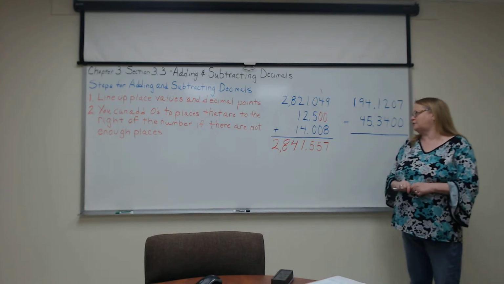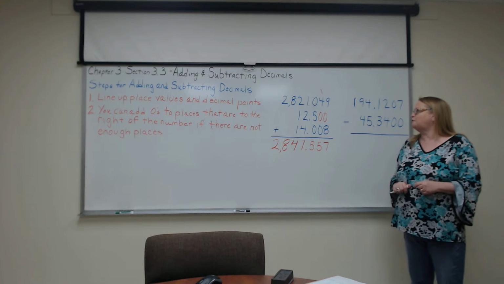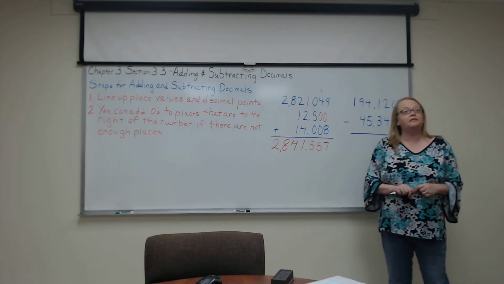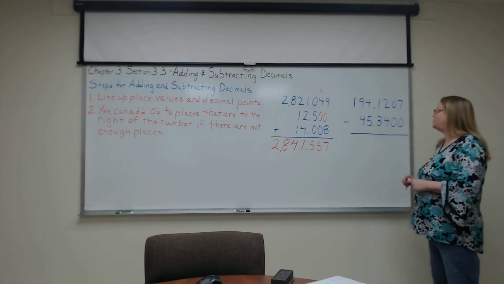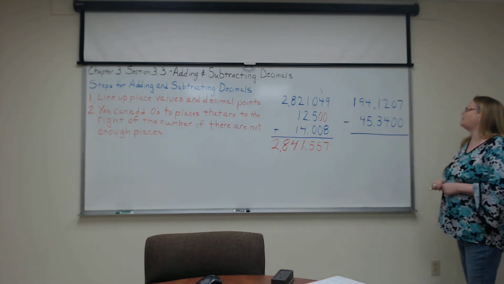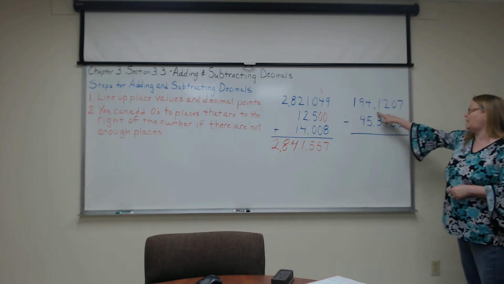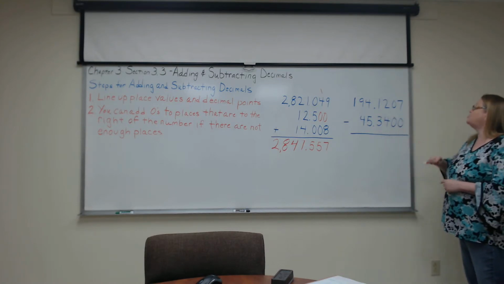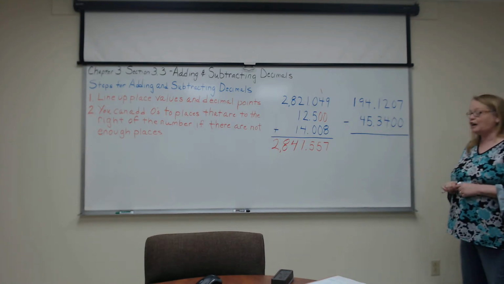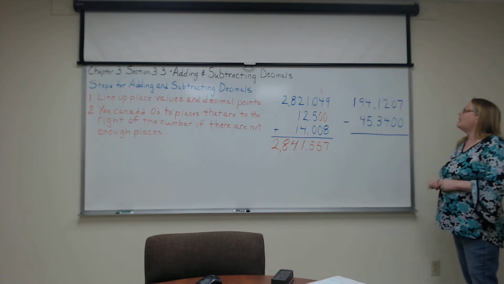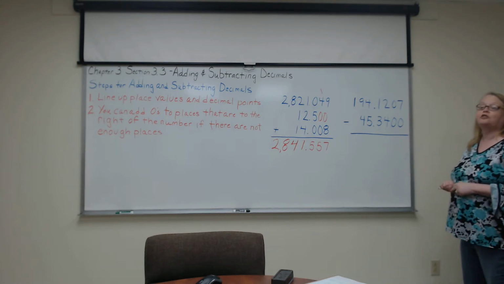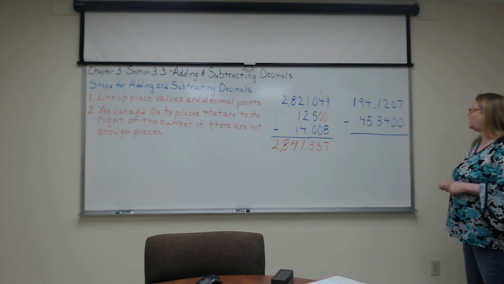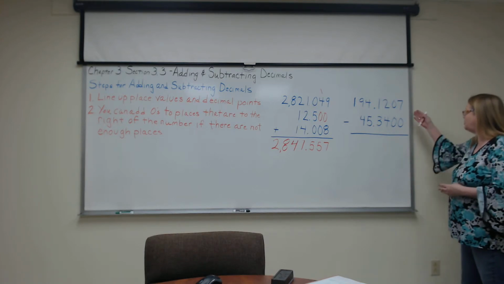So our answer is 2,847.557 thousandths. So let's go ahead now and look at our subtraction problem here. Here we have 194 and 1,207 ten-thousandths minus 45 and 3,400 ten-thousandths. So let's do our subtraction as we normally do.